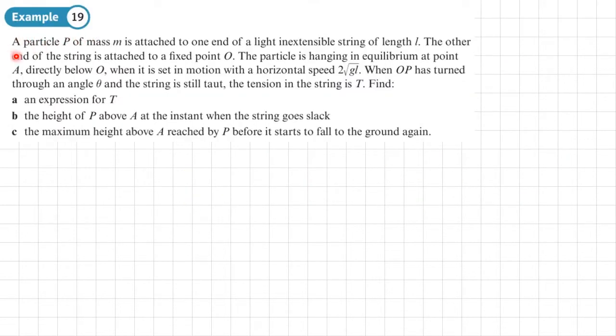Example 19. A particle P of mass m is attached to one end of a light inextensible string of length L. The other end of the string is attached to a fixed point O. The particle is hanging in equilibrium at point A, directly below O, when it is set in motion with a horizontal speed of 2 root gL. When OP has turned through an angle of theta and the string is still taut, the tension in the string is T. We've got 3 things we need to find here.